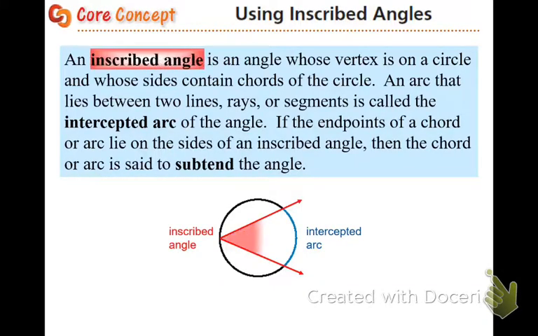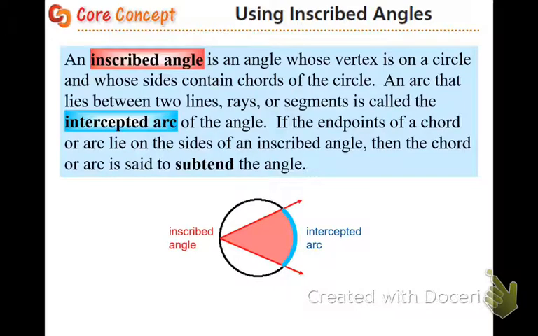An inscribed angle is an angle whose vertex is on a circle and whose sides contain the chords of the circle. The main thing that you want to highlight if you have a highlighter is that the vertex is on the circle. So that little phrase: vertex is on the circle. An arc is created by this angle, and the arc that lies between the two lines, rays, or segments is called the intercepted arc, and that's highlighted in blue on my screen.